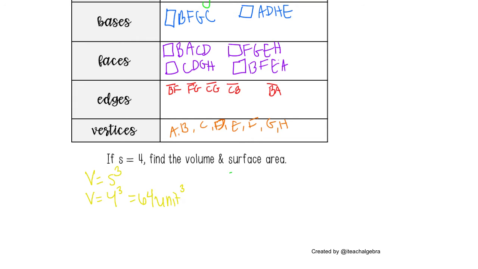Also, if S is 4, we want to know the surface area. That was 6 times S squared. So that means it's 6 times 4 squared. Well, 4 squared is 16. So that's 6 times 16, which is 96. And that's in units squared. So that's a cube in a nutshell.